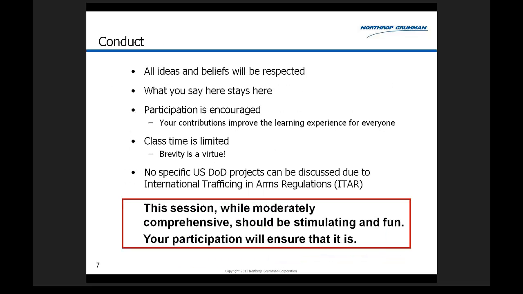Slide 7, again, all ideas that you have and all questions you have, feel free to ask them, and at the end. And what you say here stays here. We respect all beliefs and ideas. We want to encourage your participation, and hopefully your contributions and questions will enhance the learning experience for all of us. Class time is limited today to 50 minutes for the presentation, so brevity is a virtue.